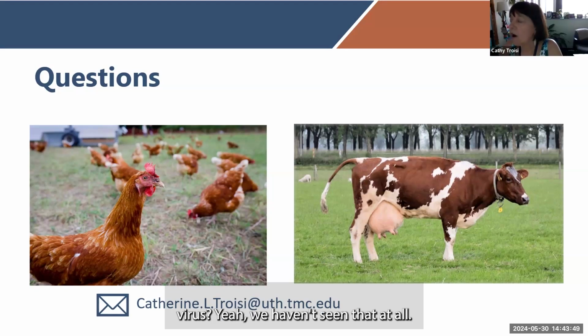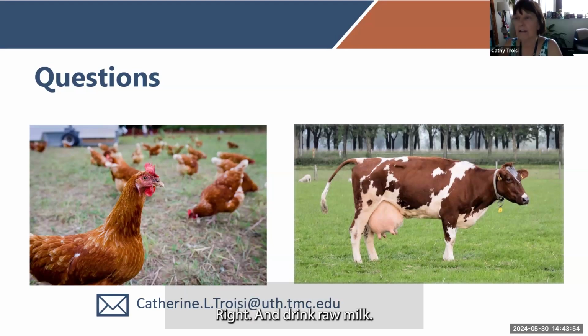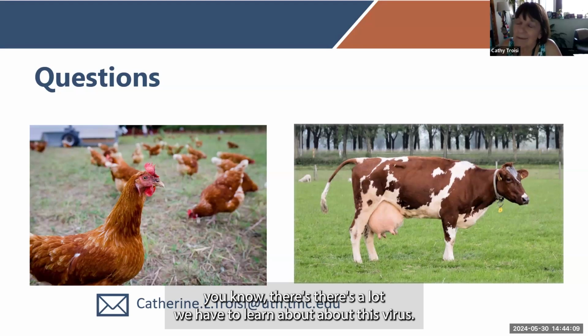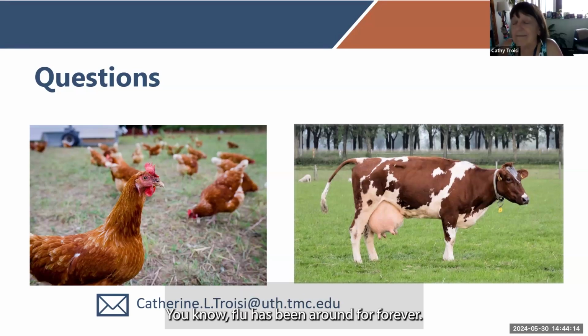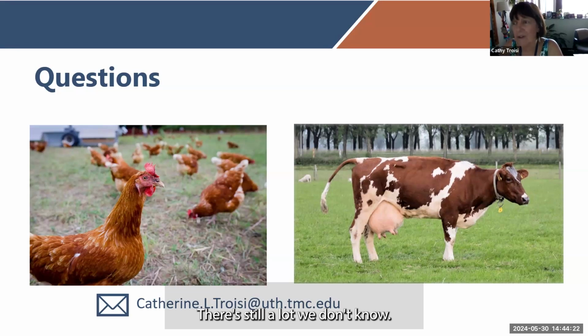Yeah, we haven't seen that at all. And I think the difference with chicken is that people eat raw beef, right? And drink raw milk. I don't know that any culture eats raw chicken. And again, cooking it will destroy the virus. But there's a lot we have to learn about this virus. Flu's been around forever, and as I said, my dissertation in graduate school was on influenza. There's still a lot we don't know. It's a very tricky virus.